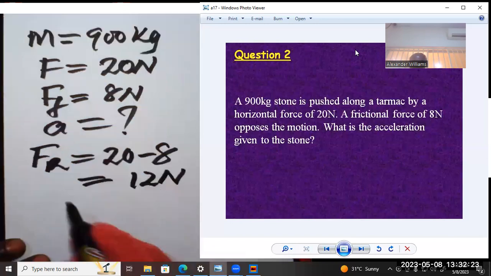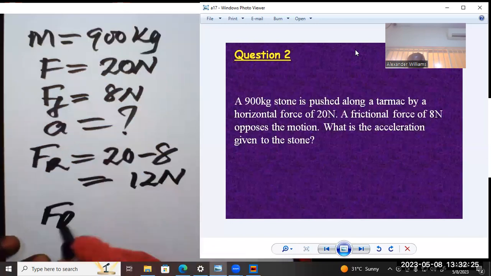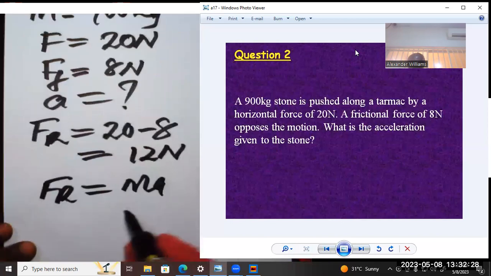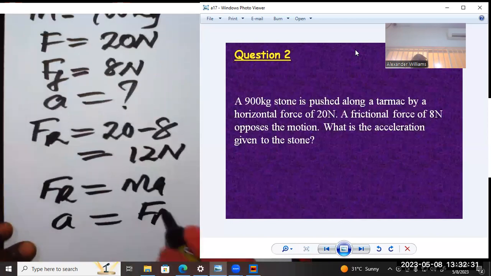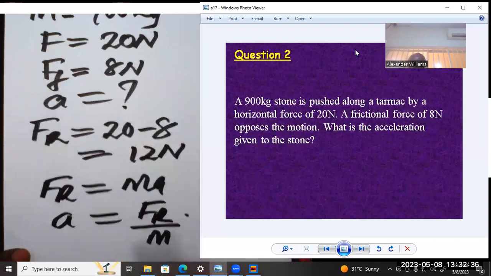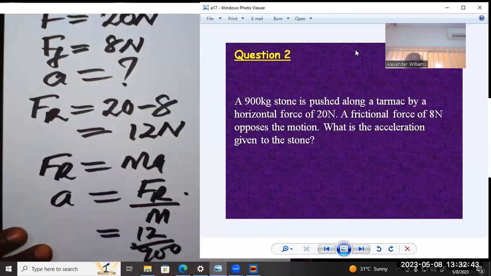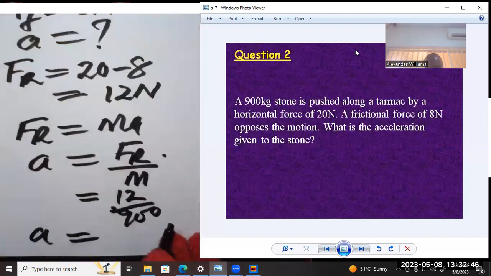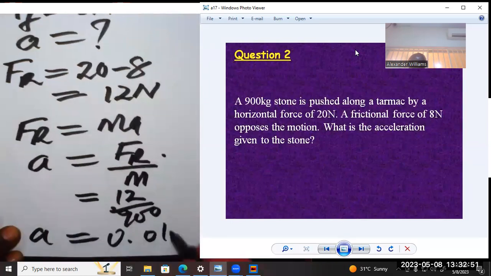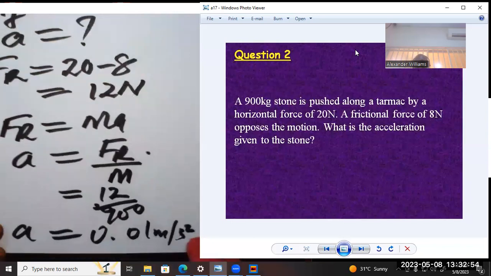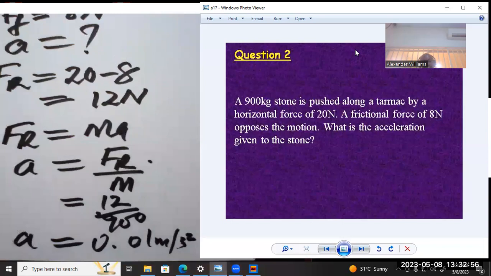Following Newton's second law, F equals ma, the acceleration would be the resultant force divided by the mass. That is 12 divided by 9, which will give us about 1.33 meters per second squared. That's the acceleration. I hope you guys understand the question.